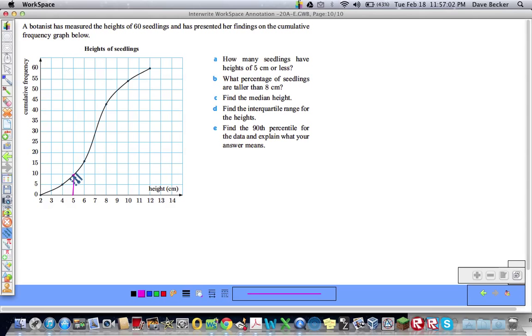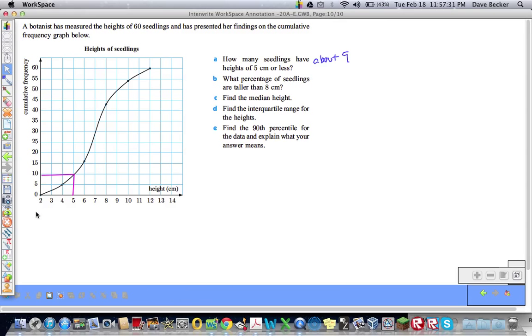the graph, and then I'm going to go over, and you can see that it's not quite at 10. So a good estimate for how many seedlings have heights of 5 centimeters or less looks like about 9. So I'm going to say about 9 seedlings have heights of 5 centimeters or less. Okay.